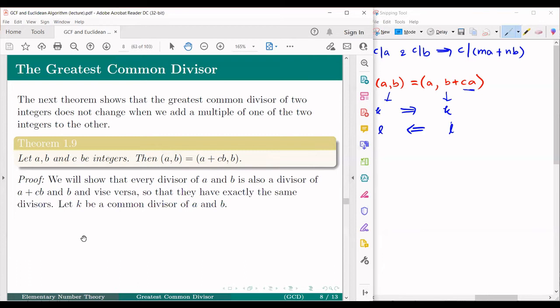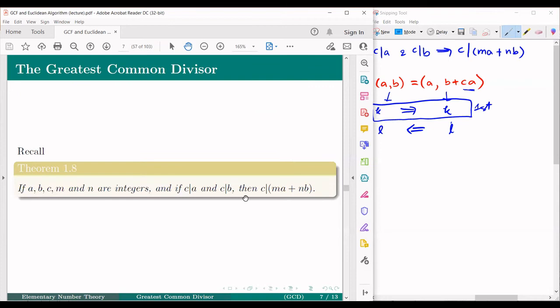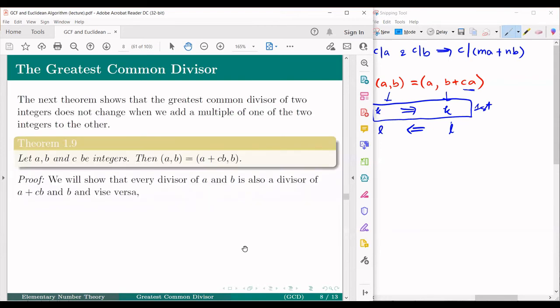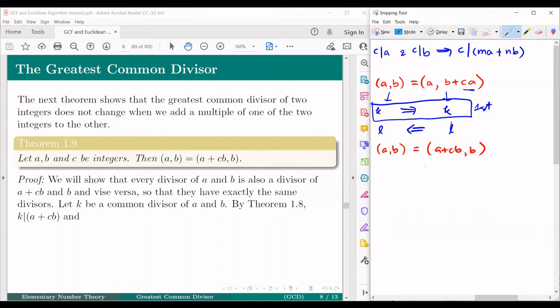Now here, first, let K be a common divisor of A and B. So we will show the first one first, but we will be using this equality in our theorem. By theorem 1.8, K divides A plus CB. Now here, let me write, using our theorem equality, we will show this one.